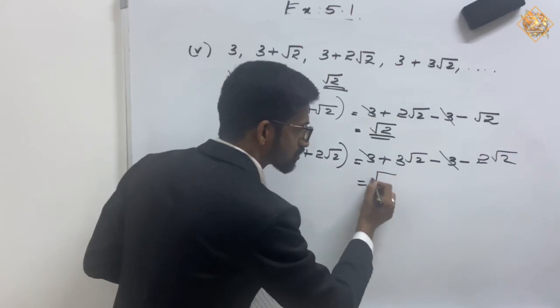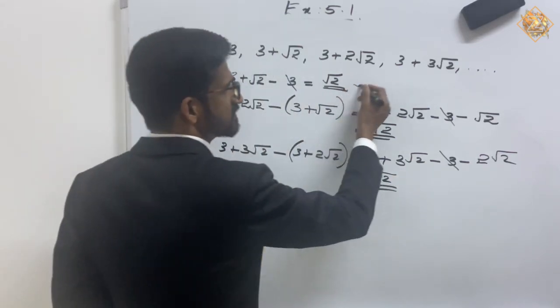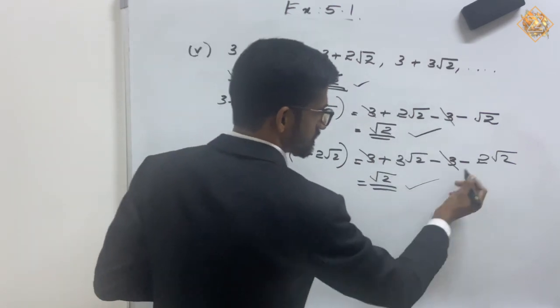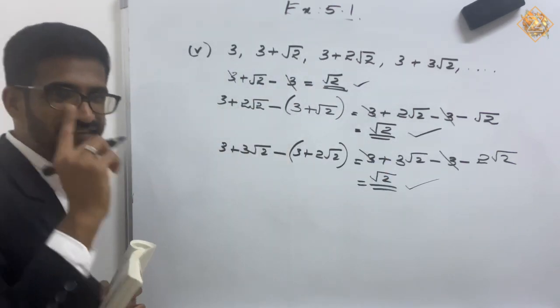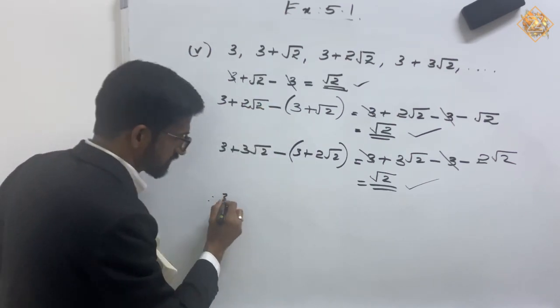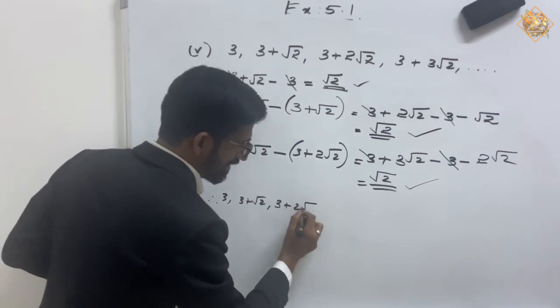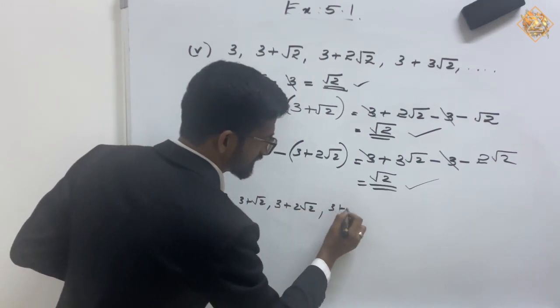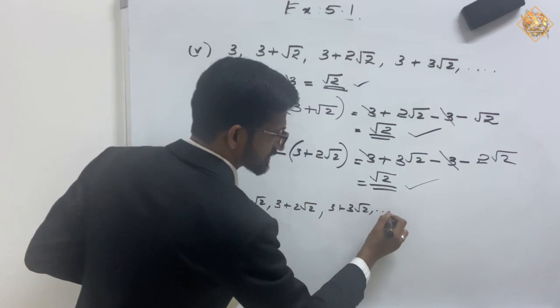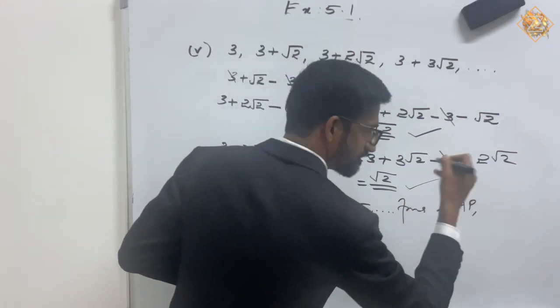That is again root 2, isn't it, students? So we get here the difference between each successive term. It is the same, a fixed number. It is root 2. Therefore, the given list of numbers 3, 3 plus root 2, 3 plus 2 root 2, 3 plus 3 root 2, etc. forms an AP with the common difference.